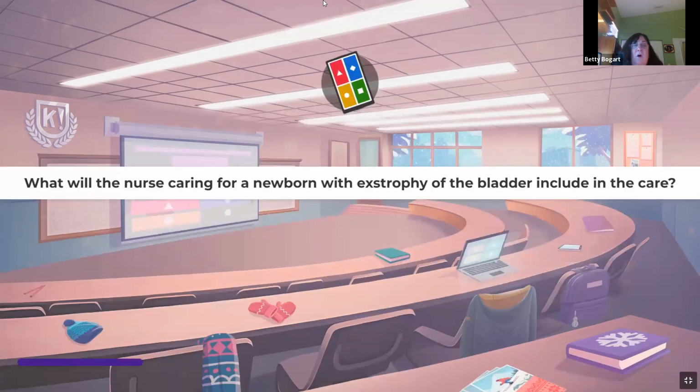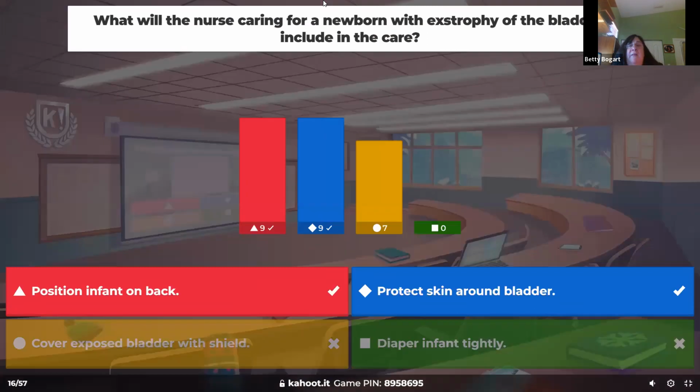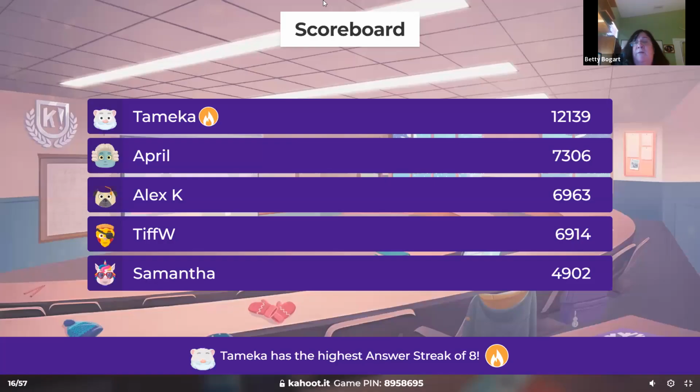Another multi. What will the nurse caring for a newborn with exstrophy of the bladder include in the care plan? So the bladder is born on the outside of the abdomen. We have to keep them on their back. We have to protect that skin, and that bladder needs to be covered with a shield. We need to keep that integrity there. Diaper tightly? Oh no, we don't want to restrict anything there.